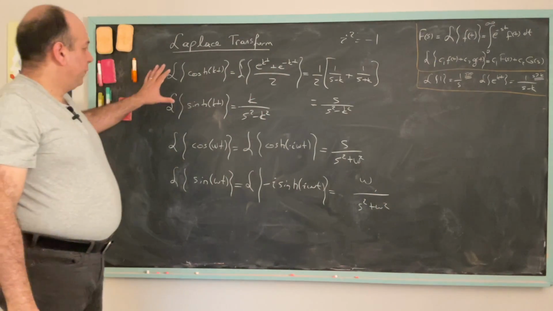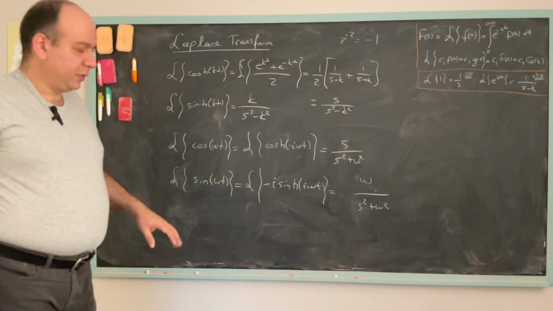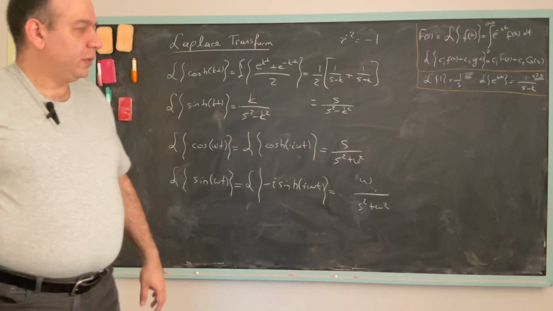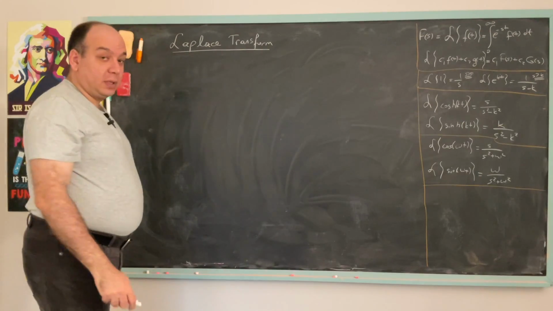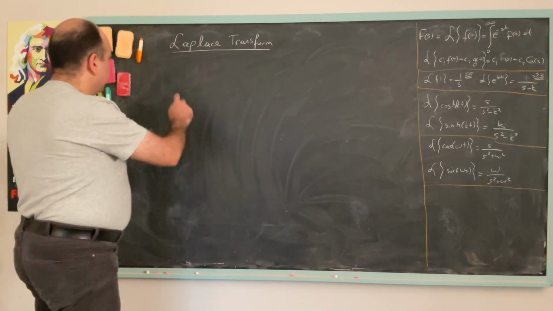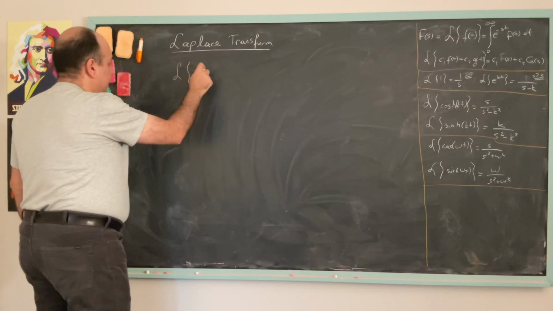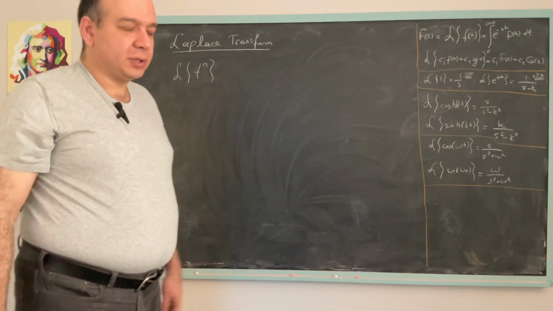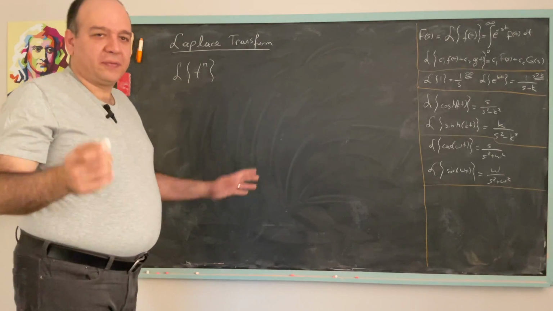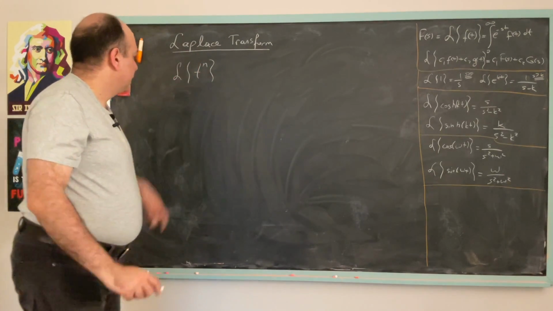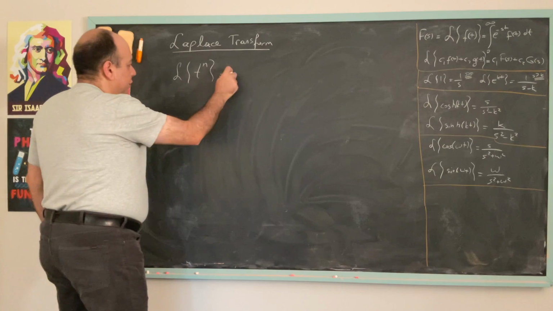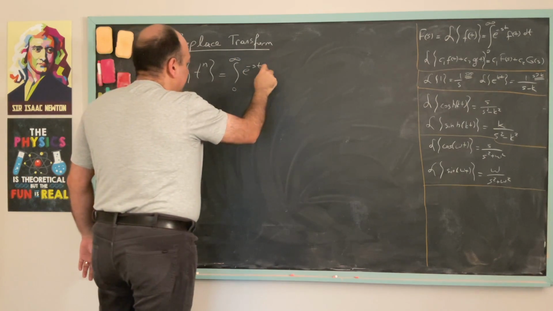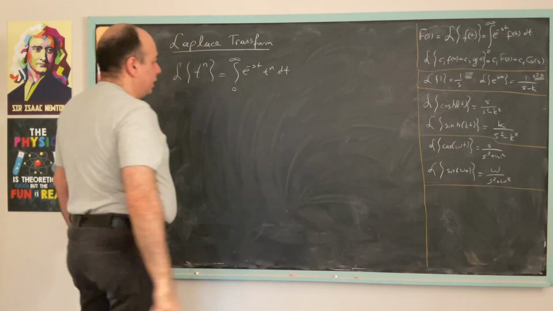So far we have found the Laplace transform of hyperbolic and trigonometric functions. Now we will continue with some more. Our next goal is now to find the Laplace transform of t to the n. So I'm going to assume n is a positive integer, like 1, 2, 3, 4, 5, 6, 7, 8, it goes on like that. So n is a positive integer. So this is equal to the integral from 0 to infinity of e to the minus st t to the n dt.